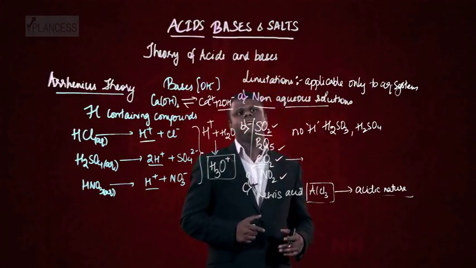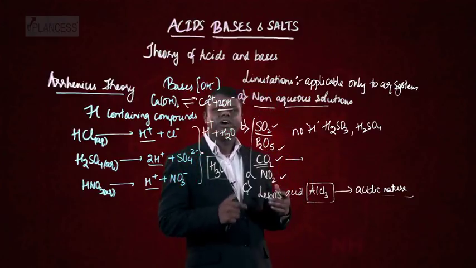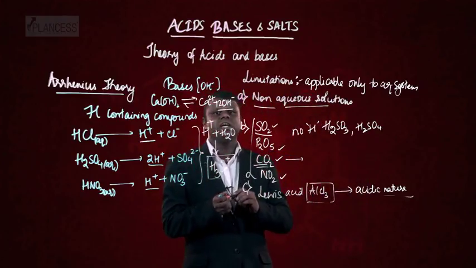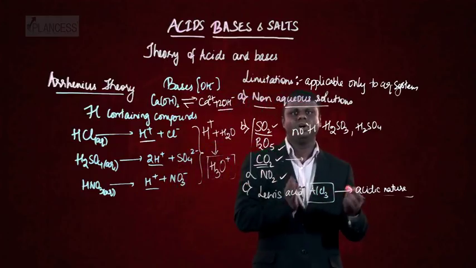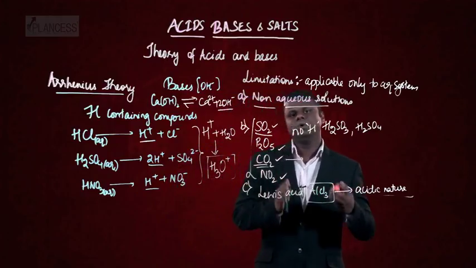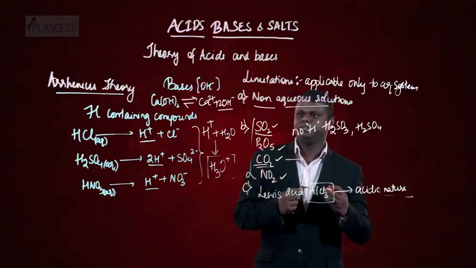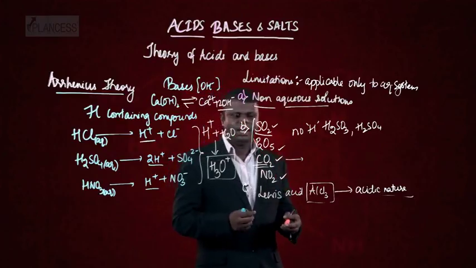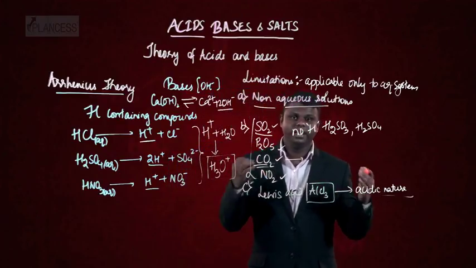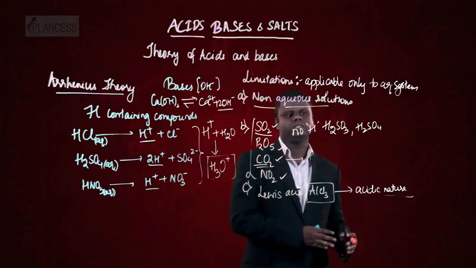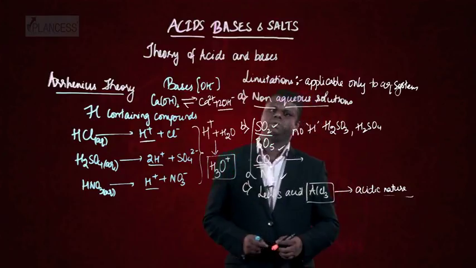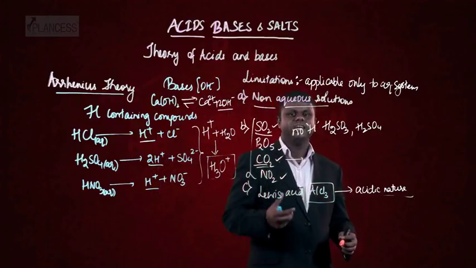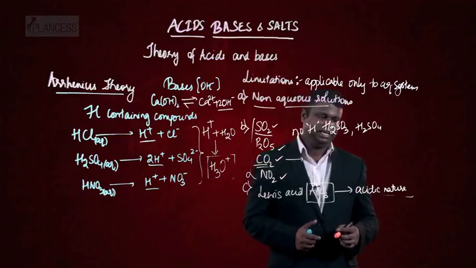Then we moved on to the limitations. Arrhenius theory was not applicable to non-aqueous solution. He had no answer why certain compounds behave like an acid in non-aqueous solutions, and it was applicable only to solutions in water, that is aqueous solution. Certain oxides like sulfur dioxide, phosphorus pentoxide, carbon dioxide, nitrogen dioxide, they still don't contain hydrogen atom, but their aqueous solutions are acidic. Arrhenius had no explanation regarding this, and Arrhenius was not able to explain the acidic nature of aluminium chloride, which is AlCl3.